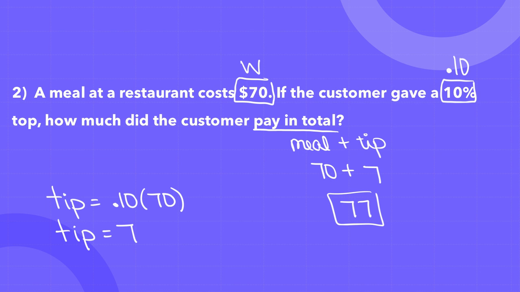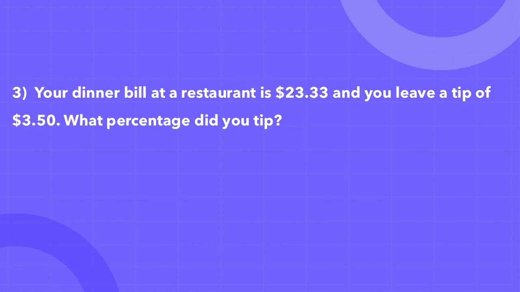Change it up just a little bit on question 3. All right, on question 3, it says your dinner bill at a restaurant is $23.33. That $23.33 is the whole. You leave a tip of $3.50. Oh, so that's the part, because that's the actual tip. The question wants to know the percentage. We know the part, we know the whole, we want to find the percent.